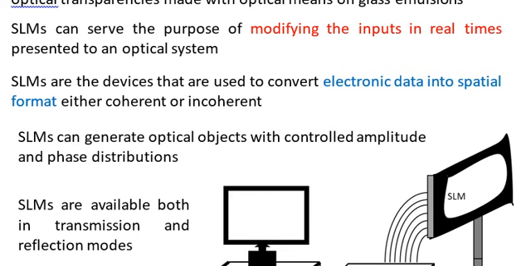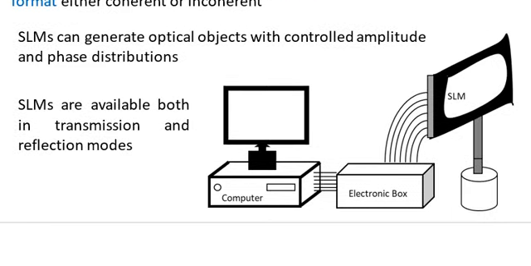So SLMs are the devices that are used to convert electronic data into spatial format, either coherent or incoherent. SLMs can generate optical objects with controlled amplitude and phase distribution. So you can generate any object either in the transmission mode or in the reflection mode, and you also have online control. Online you can change the amplitude distribution at the object plane and also the phase distribution. Both can be changed according to your requirement.